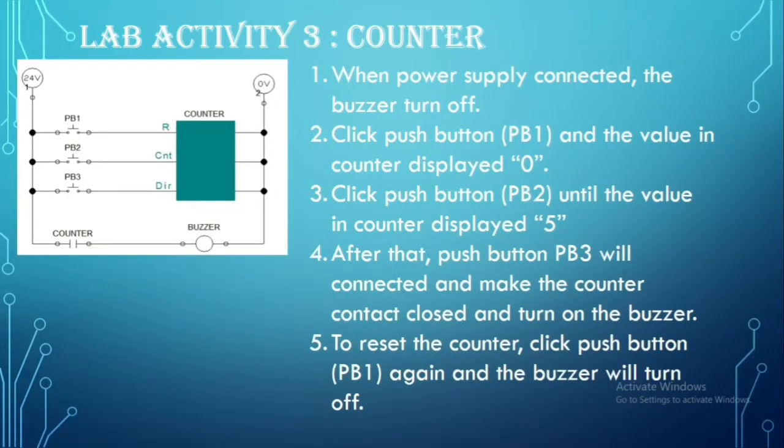Okay, and for lab activity 3, counter. If you refer to the ladder diagram, when the power supply is connected, the buzzer is off. Click push button PB1 and the value in the counter is displayed as 0. Click push button PB2 until the value in the counter displays 5. After that, push button PB3. It will connect and make the counter contact close and turn on the buzzer. To reset the counter, click push button PB1 again and the buzzer will turn off.